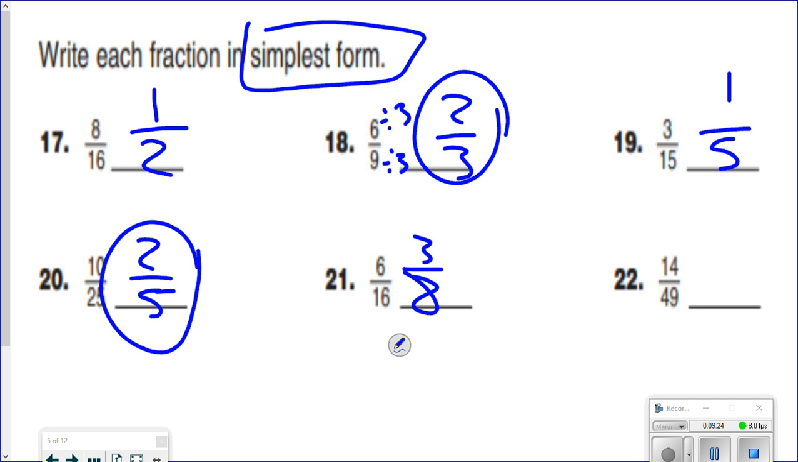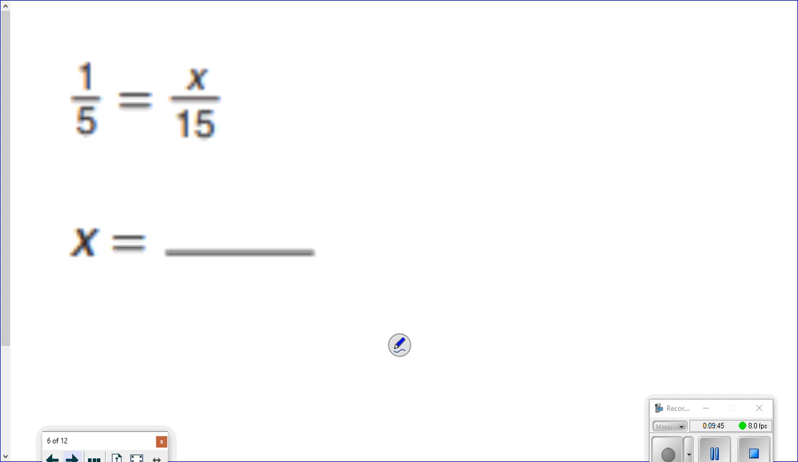What numbers go into 14? Well, we know 1 goes into 14. 2 goes into it, 2 times 7 is 14. 7 can go into 14. Can 7 go into 49? It sure can. So let's divide these by 7. 14 divided by 7 is 2. 49 divided by 7 is 7. Our answer is 2/7.